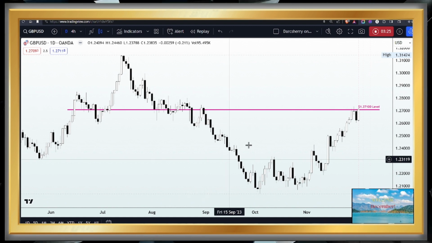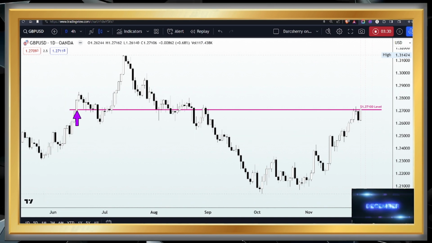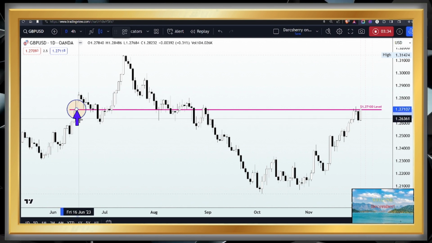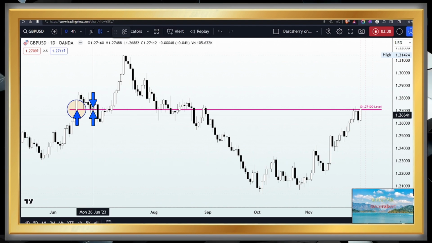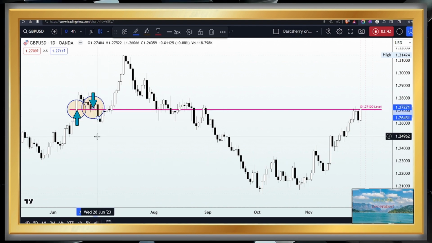week. Now, if you look at what has been going on here since the month of June, you will see how price action had reacted to this level. At some point, it broke out the structure. We saw a little bit of consolidation phase here before price broke to the downside.